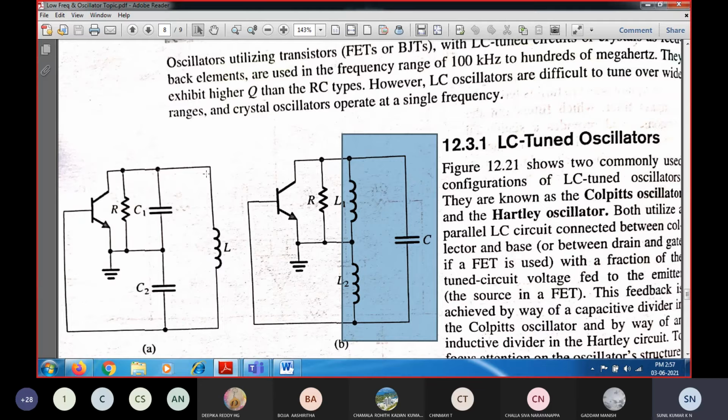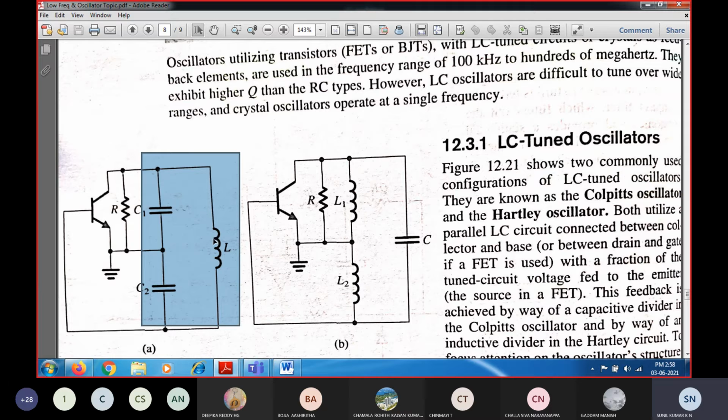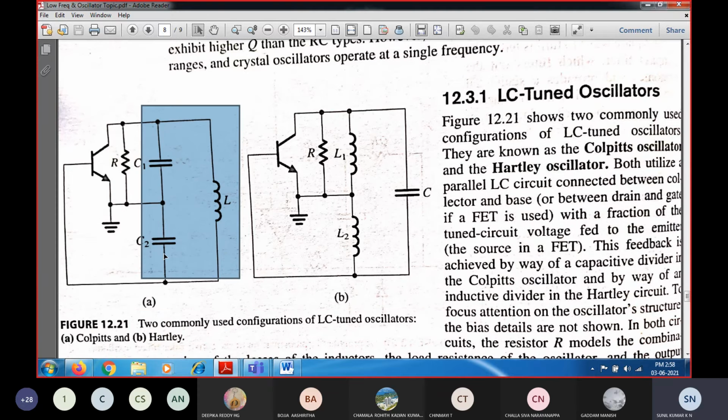Another thing is, whenever you have a feedback path comprising an inductor and a capacitor, this is also called a tank circuit. Why do we call it a tank circuit? Because it is an energy reservoir. It has storage elements, so it is called an energy storage device, because we know the capacitor as well as the inductor.